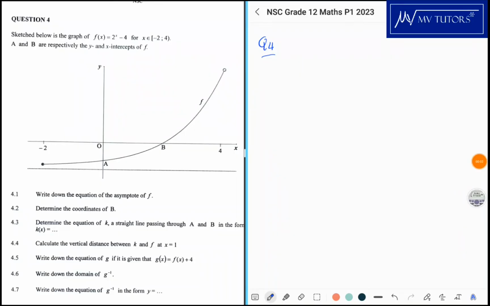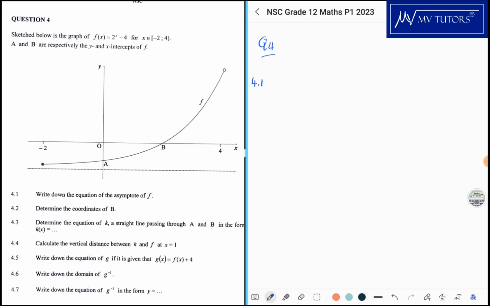Alrighty, now let's get to question 4. Sketched below is a graph of f of x. Alright, so it is an exponential function that has been shifted 4 units down. Alright, and they've given us the domain that we're focusing on, which is from -2 up until 4. And then a and b are respectively the y and the x-intercepts of f. Yes. So now, 4.1, we have quite a few questions to answer over here.